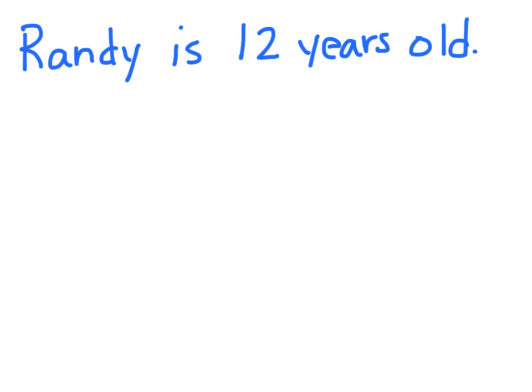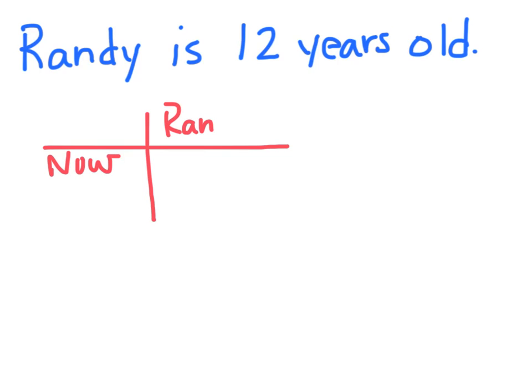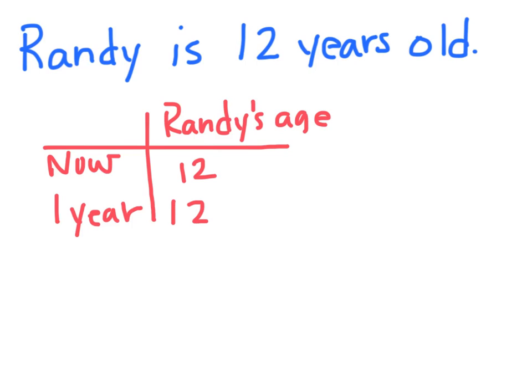So right now, if we were to make a chart, we would show that right now, Randy's age is 12. And in 1 year, his age would be 12 plus 1. This is the expression, 12 plus 1, or 13.